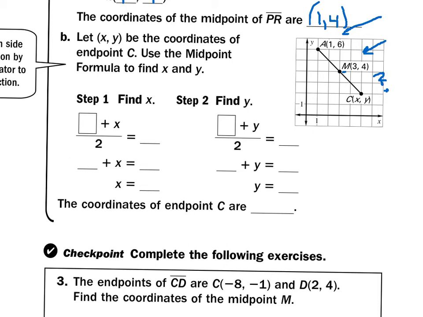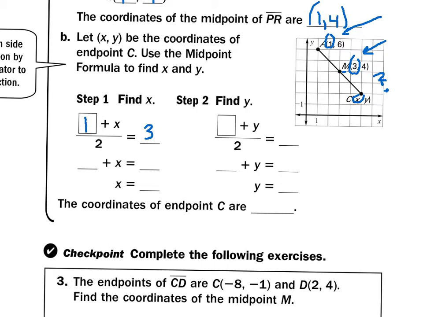So we need to add the x values. What's our first x value? What's 1? Right here. What's our second x value? Well, we don't know, so we're going to leave it as an x. And divide by 2, but that's going to equal this 3.